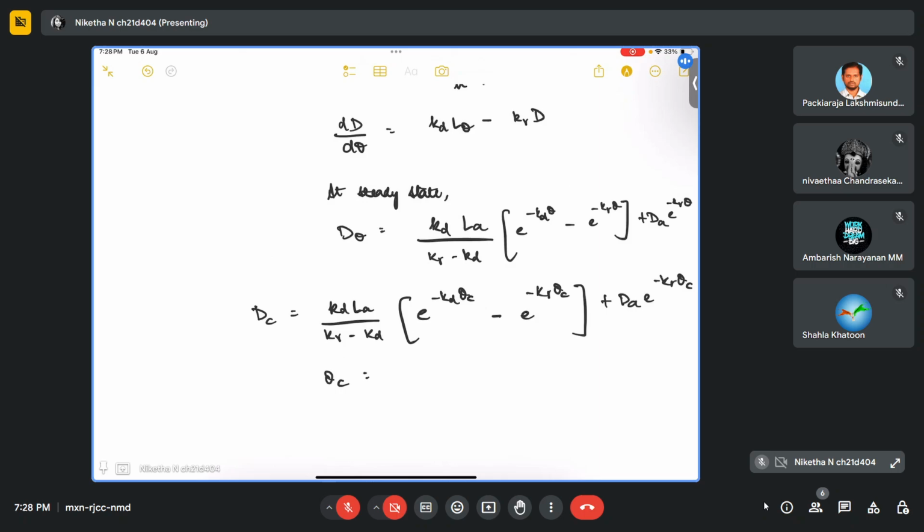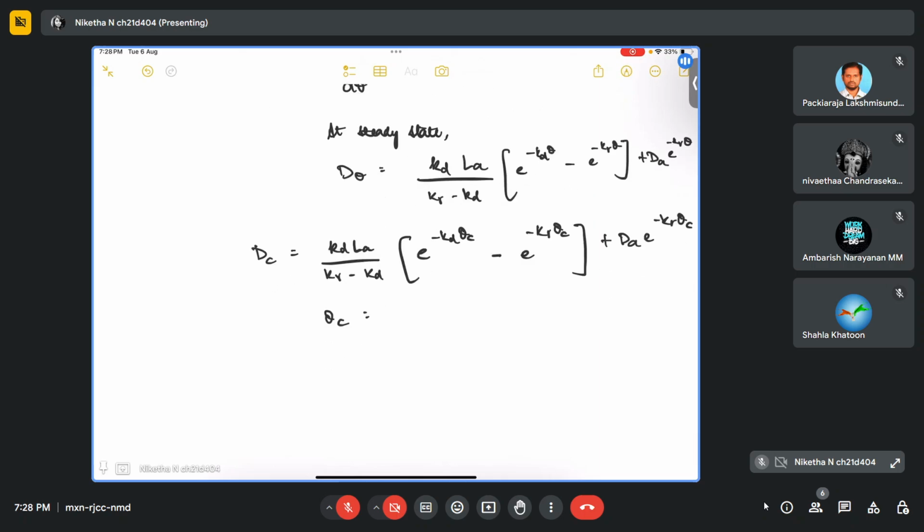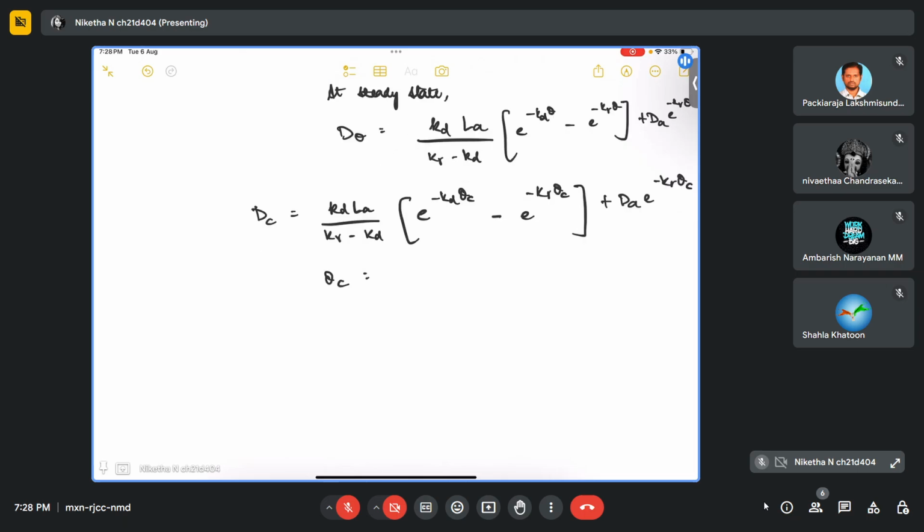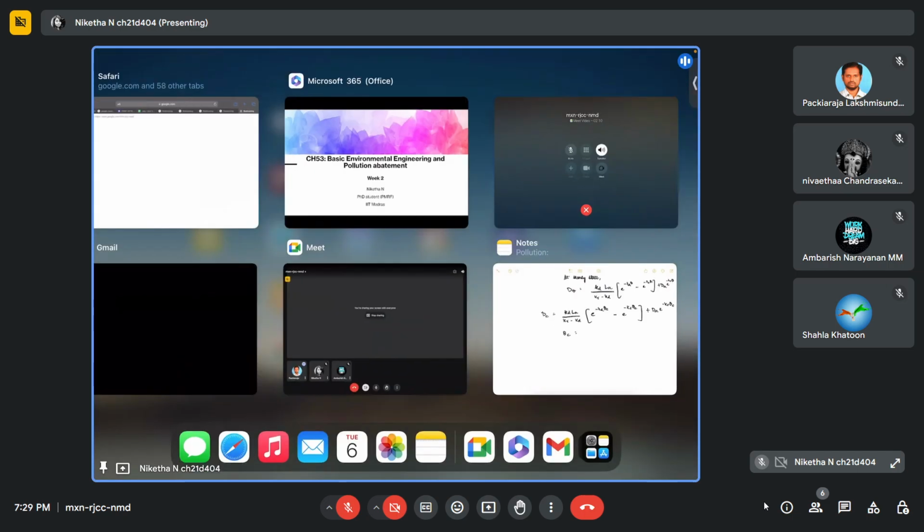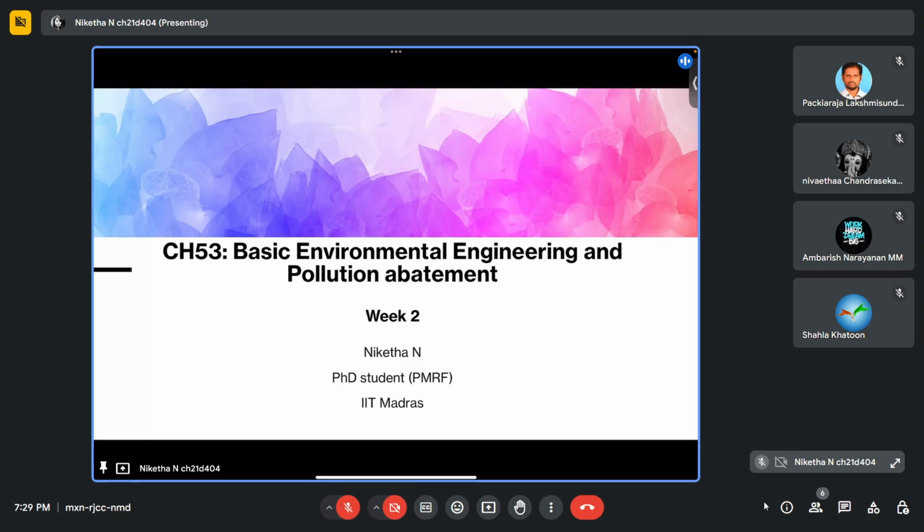So what is this theta C? This is the time taken to reach the critical deficit. So it can be expressed in days, and you can just rearrange this formula to arrive at the formula for theta C. Okay. So are there any questions? Okay. Then we will move on to the questions.